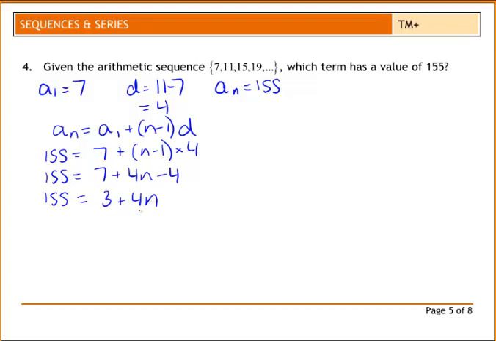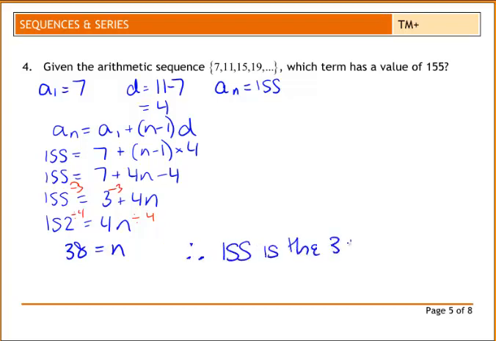I need to get that n on its own, so I'm going to take 3 from both sides. So 155 minus 3 gives me 152 equals 4n. Now I'm going to divide both sides by 4, and I get 152 divided by 4 gives me 38. So therefore 155 is the 38th term.